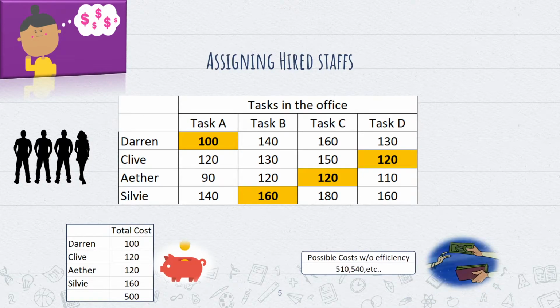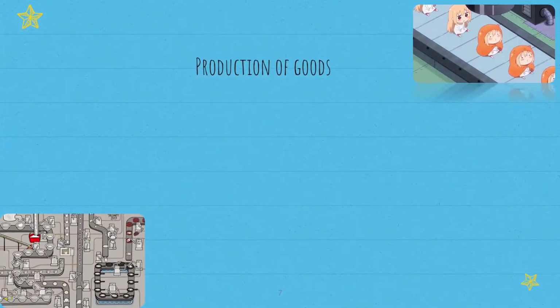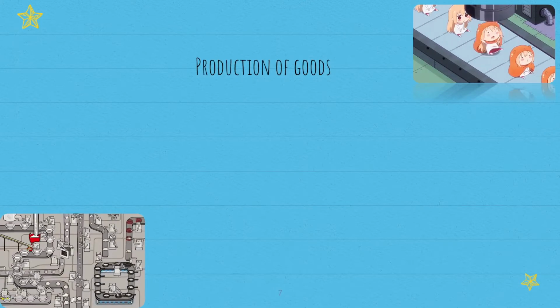As we check the other possible costs, it is evident that we found the most optimal way of paying the staff. Next will be maximization, where we will solve a problem for getting the most efficient production value that can be achieved by the operators.